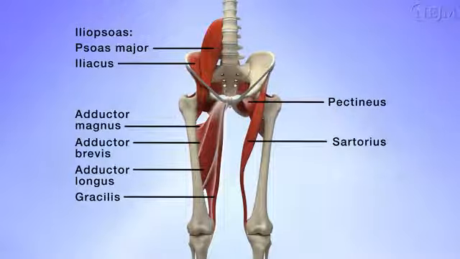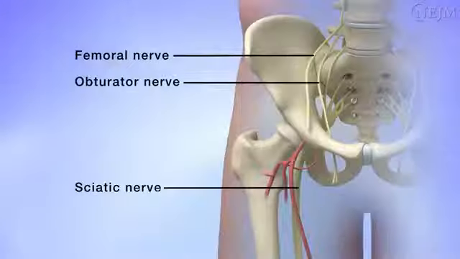Adductors of the leg include the adductor magnus, adductor brevis, adductor longus, and gracilis. Three major nerves lie proximate to the hip: the femoral nerve, the obturator nerve, and the sciatic nerve. The femoral nerve can be damaged through direct trauma or prolonged pressure to the anterior aspect of the hip, which may cause weakness, numbness, tingling, or pain along the anterior thigh and leg. The obturator nerve can be irritated by hip inflammation, which may cause medial thigh and knee pain.